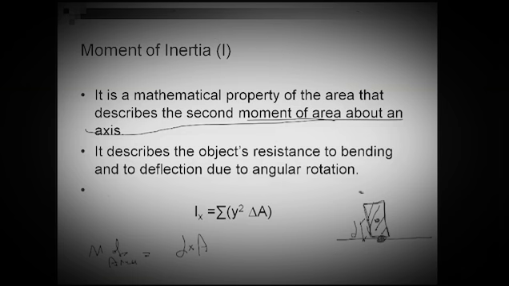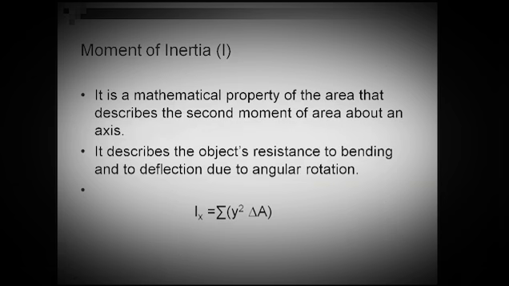Now, the moment of inertia takes the second moment of an area, meaning that distance has to be squared. For the third moment of an area, this distance will be cubed, and so on and so forth. So the moment of inertia is a mathematical property of area that describes the second moment of an area.